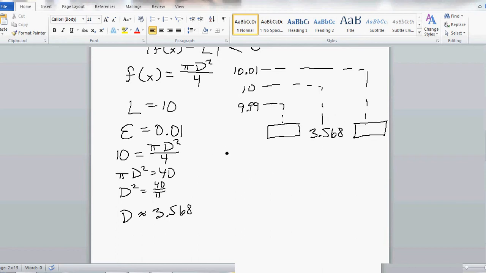Okay, so next, I'm going to try and find the minimum here. 9.99 equals pi d squared over 4. Multiply both sides by 4. Pi d squared equals 39.96. Divide both sides by pi and then take the square root of both sides, so that d would equal approximately 3.566.